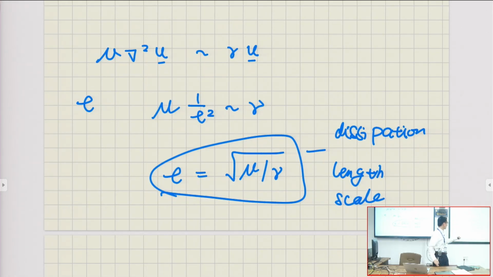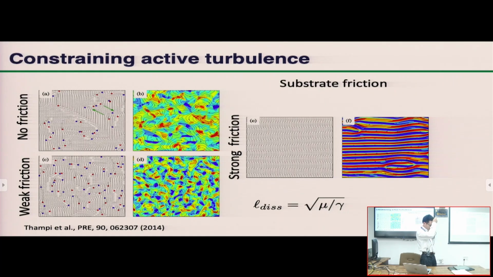And if you increase the gamma here, you increase the frictional coefficient, what happens to the length scale? That's going to be reduced, right? So that's a parameter you can tune to control the turbulent behavior in the system. And let's now go back to the slides and look at what happens if we incorporate this kind of friction. Any questions about the derivation that we just did?